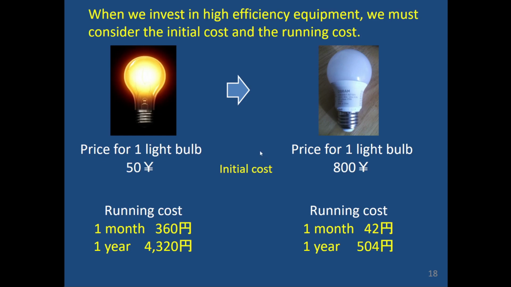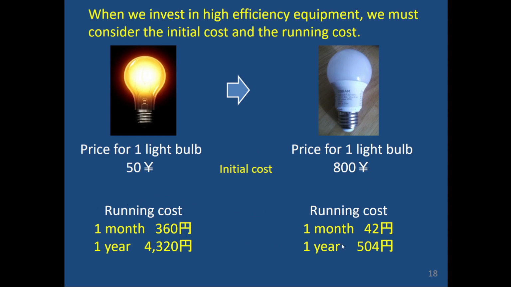But when we invest or buy high efficiency equipment, we must consider the initial cost and the running cost. So the price for one old style light bulb, even now in a 100 yen shop, you can maybe buy 2 old style light bulbs for 100 yen. So a cheap cost is maybe 50 yen for one bulb. LED light bulbs used to be pretty expensive, but recently they've been getting a lot cheaper. I've seen this type of bulb for 800 yen, or even on sale, maybe 500 yen. But let's say 800. So that's the initial cost to start.